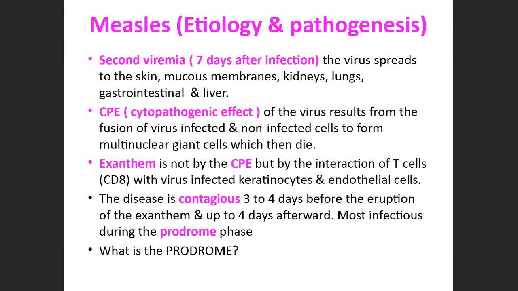Exanthem is not a result of CPE. CPE has nothing to do with exanthem, but the rash appears due to the interaction of T cells, that is CD8 cells, with virus infected keratinocytes and endothelial cells. When these interact, the rash appears. The disease is contagious 3 to 4 days before and 4 days after the appearance of the exanthem. And it is highly infectious in the prodrome stage.